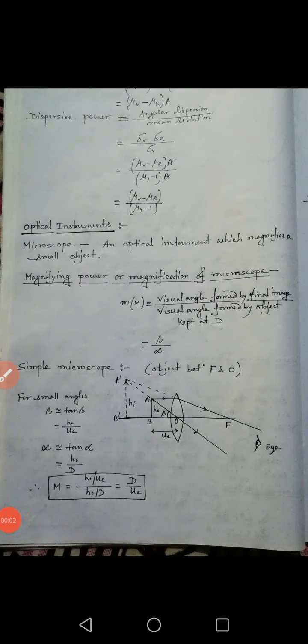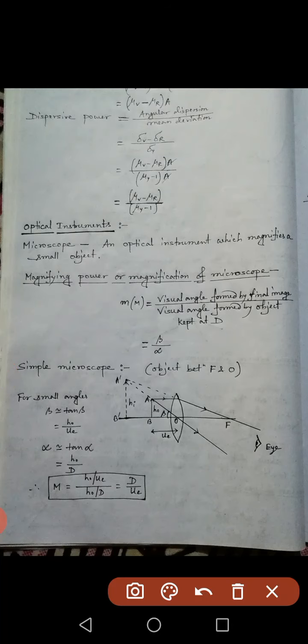In this video we will start optical instruments, a very important topic of this chapter. Generally in this chapter we are going to discuss two optical instruments, one is the microscope and the other one is the telescope. So microscope, what is the purpose of using a microscope? It is an optical instrument which magnifies a small object.